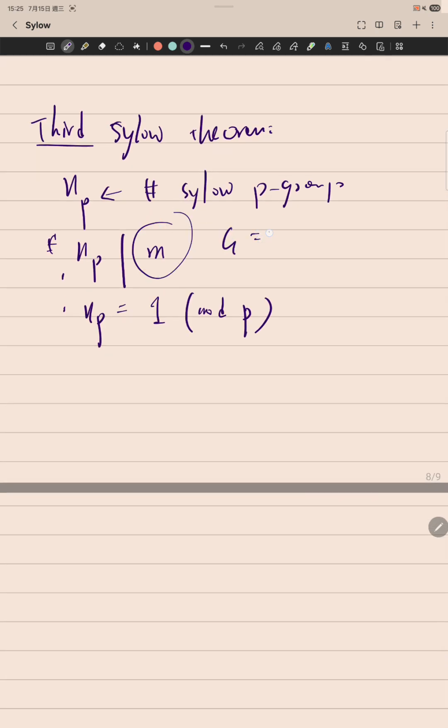So basically, this tells you that your group has order p to the n times m. So this n_p will just divide the remaining integer, it will be a factor of the remaining integer, and also is 1 mod p. So you have a very strong constraint on the number of Sylow p-groups.